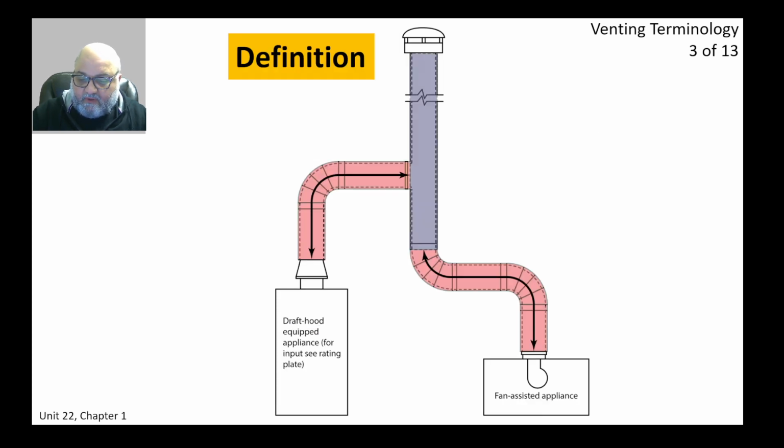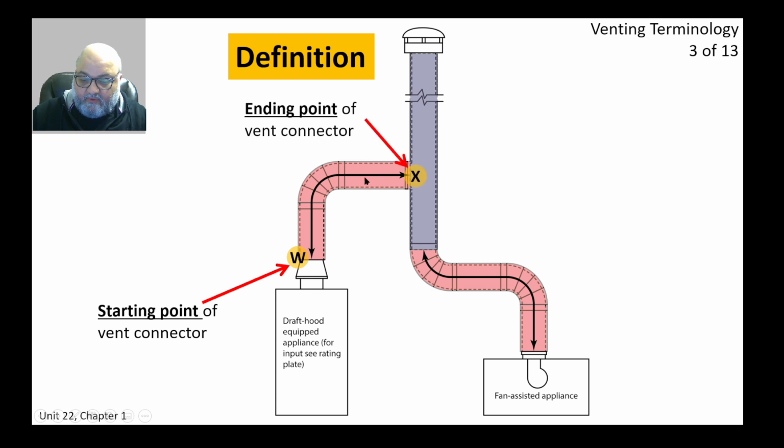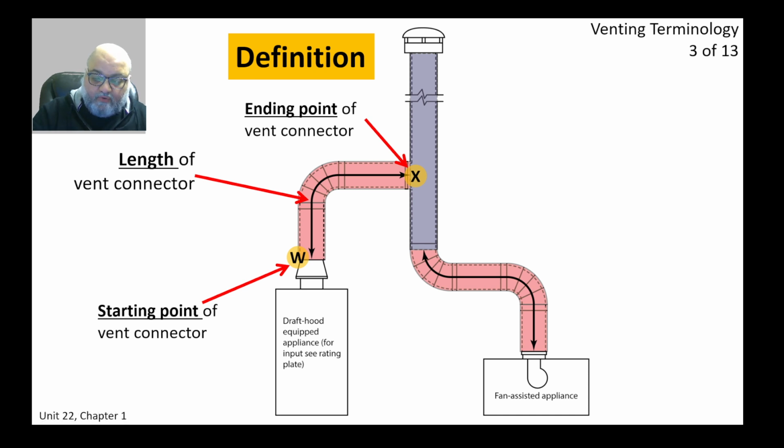All right, so let's also mention a few other definitions. Pay attention how the starting point of this vent connector is W, and the end point of it is X right here, where it's entering the common vent. Also, pay attention to that there is a linear length here, and that length has two components: the vertical component of that length, and then the horizontal component of that length. I should have gone all the way to the center here. Okay, so center line to center line, and this is the starting point of the vent.